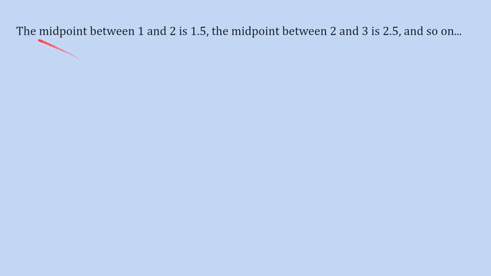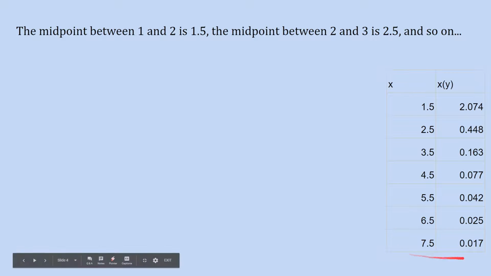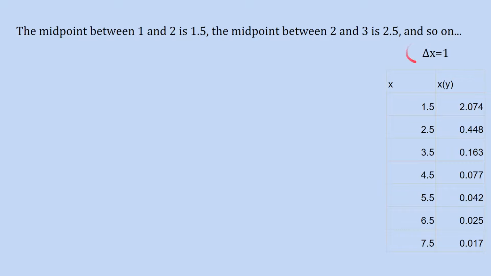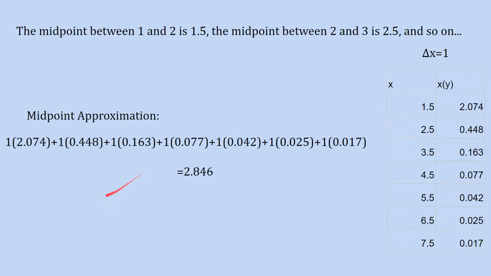Next is our midpoint approximation, and to do midpoint, we should see that the midpoint between 1 and 2 is 1.5, between 2 and 3 is 2.5, and so on. And so here's a table of all these midpoints to make it easier for us to approximate using the midpoint rule. And then our delta x is still 1. And so to do the midpoint approximation, we'll have delta x times the midpoint function value, and we add all these up, and we get 2.846.